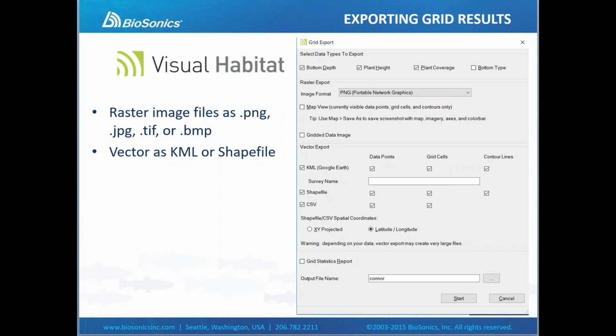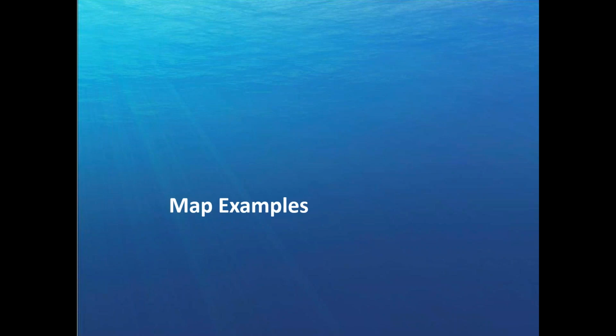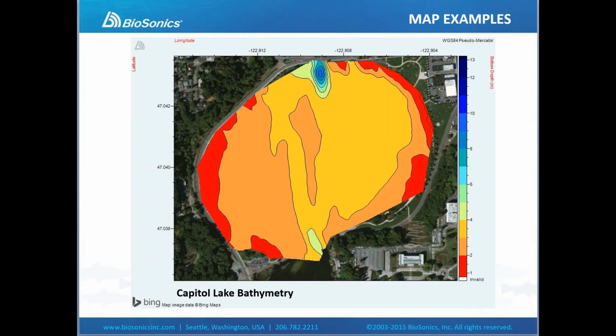We can also print that map straight to a PDF. So we can go from raw acoustic data right to a full color, beautiful map. Here's a few examples. This is Capitol Lake, located in Olympia, Washington, our state capital. There's a very nice paper that was produced by a local consultant that was published in Hydro International, the magazine. If anybody wants a copy of that paper, I'm more than happy to send it.